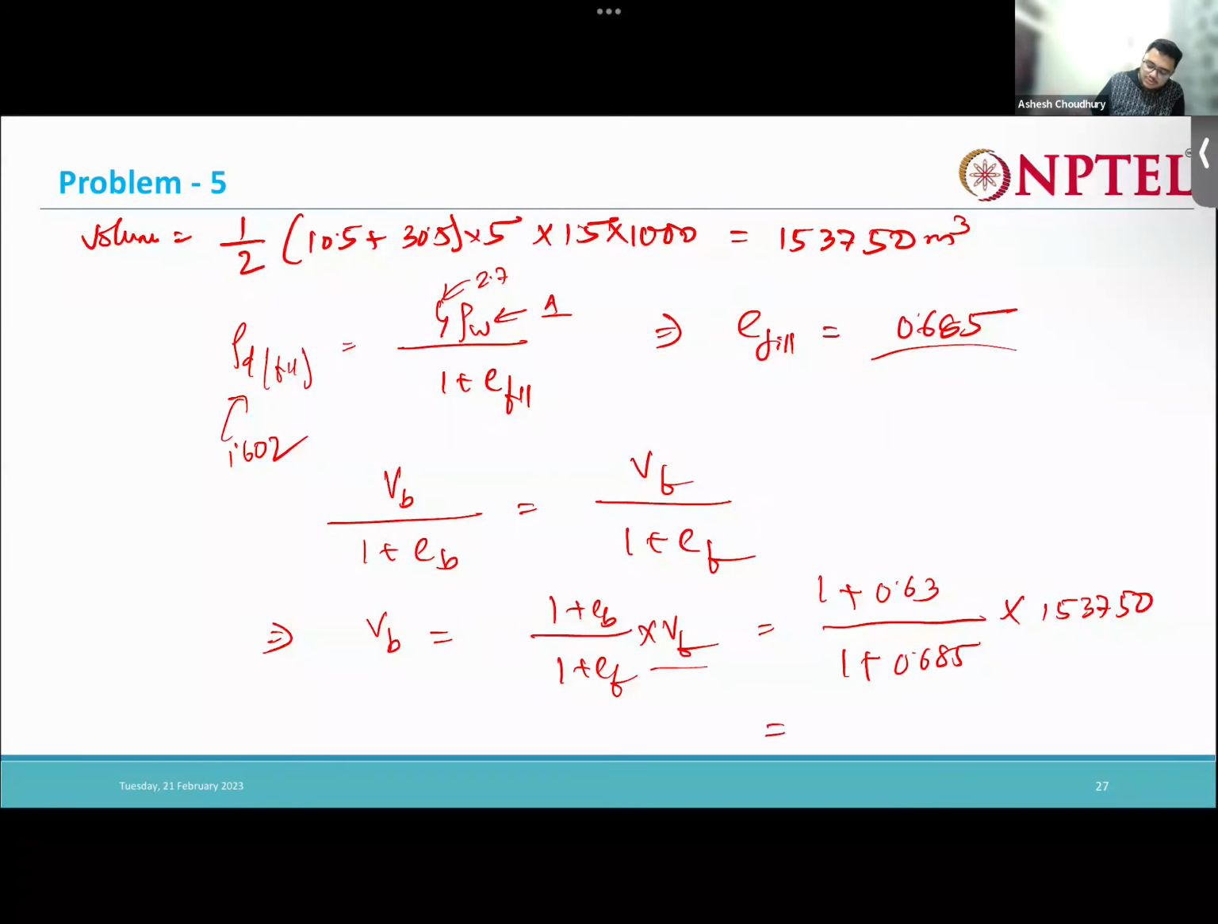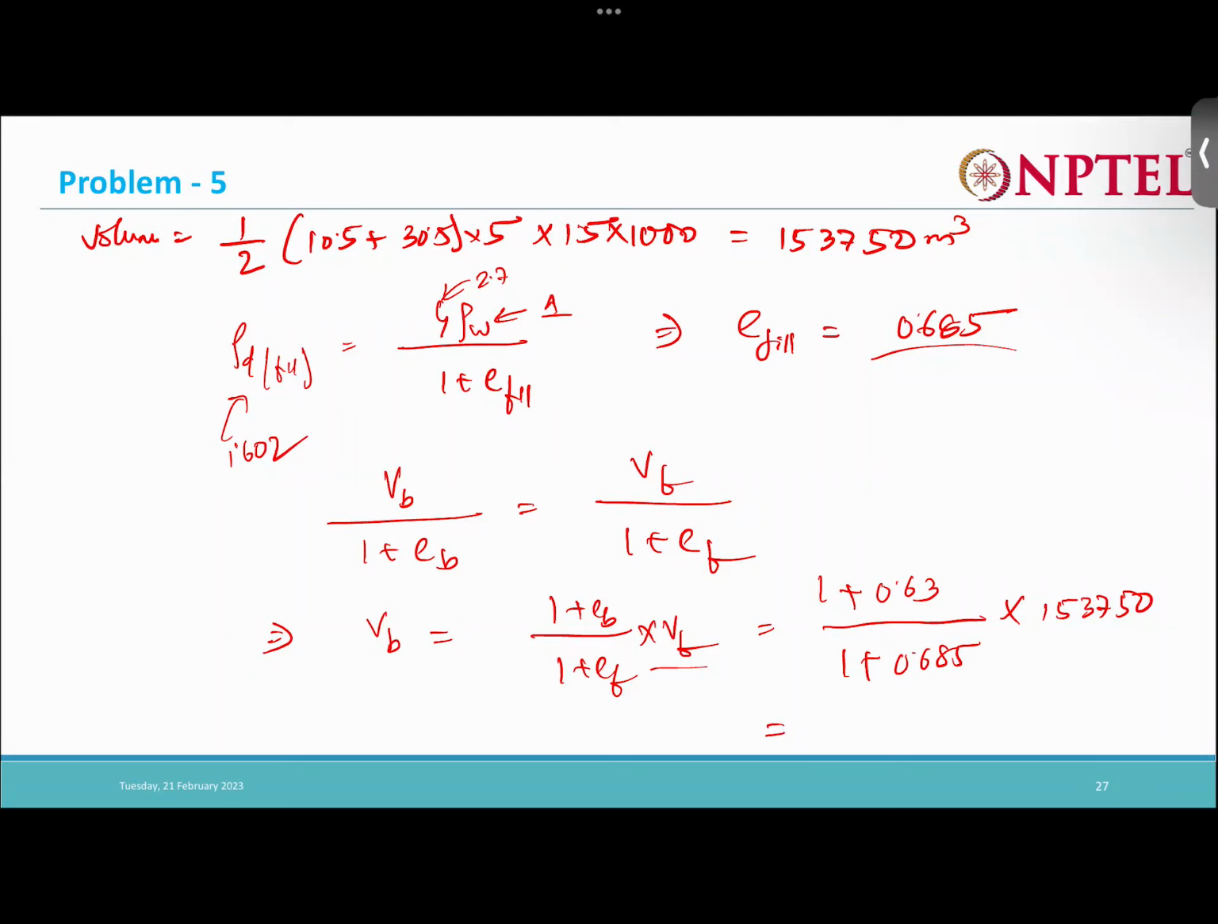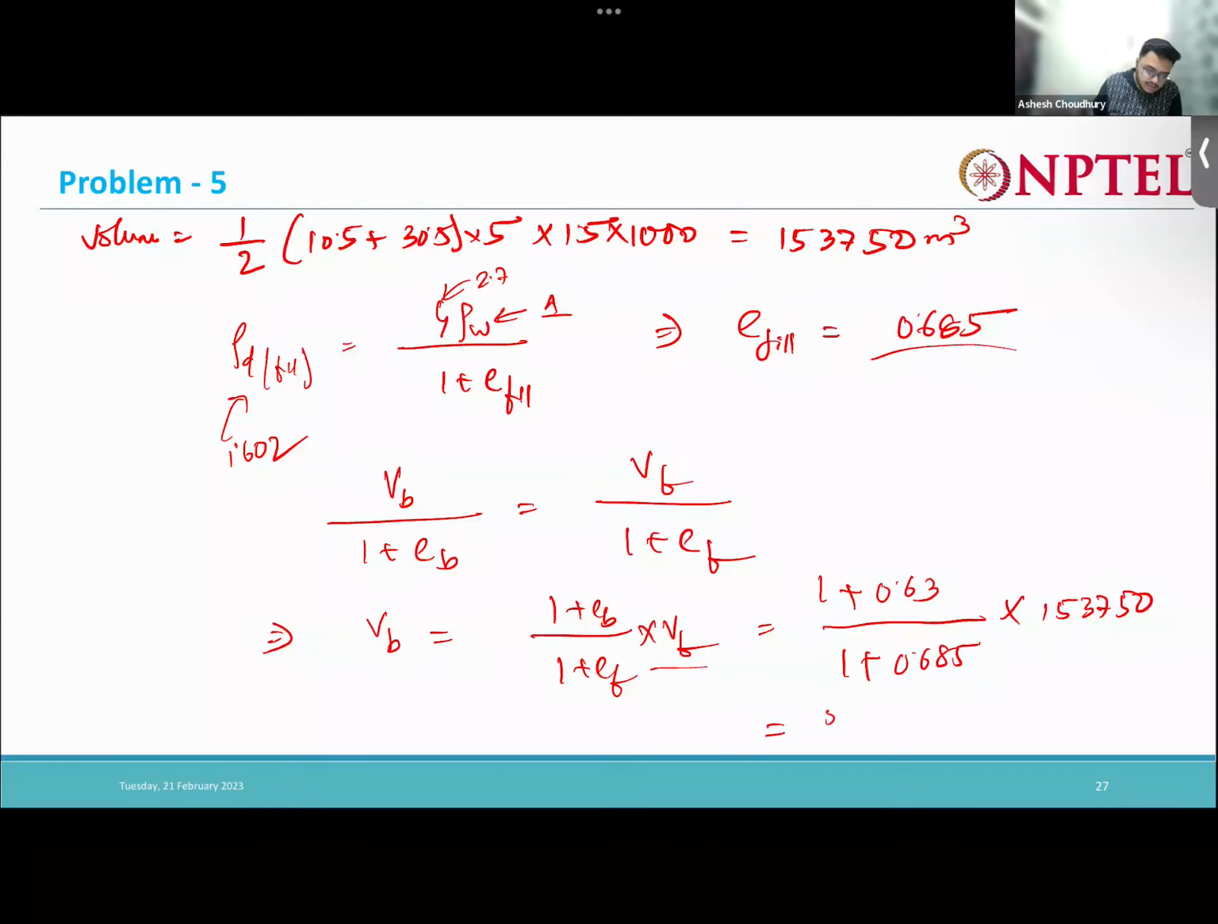So if you calculate, you can find the volume of soil that you need to carry from the borrow pit. You calculated this as 57486. So this much soil you need to carry from the borrow pit to your site.